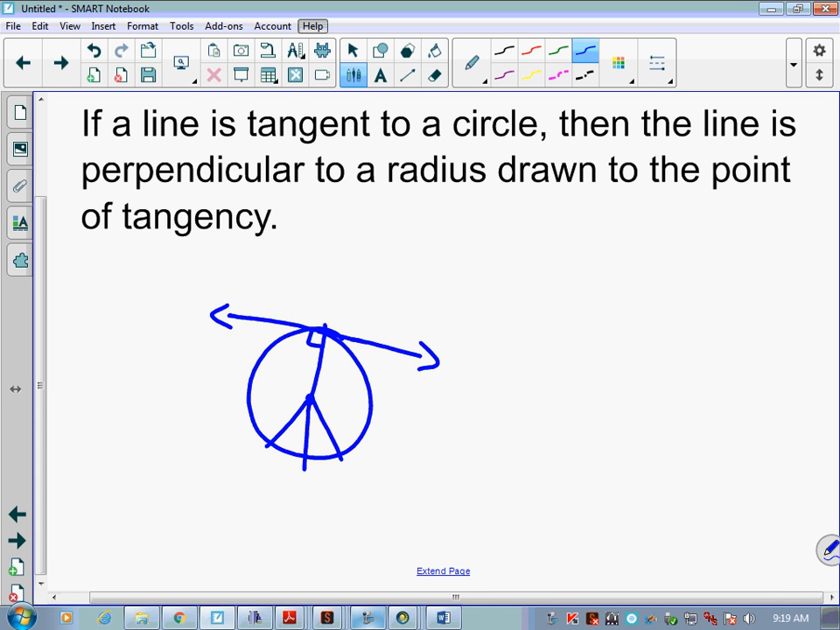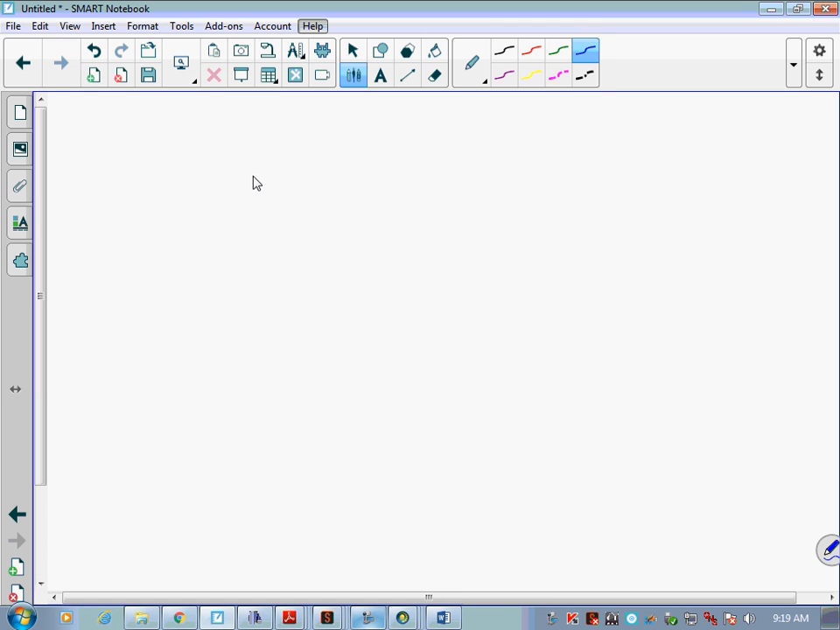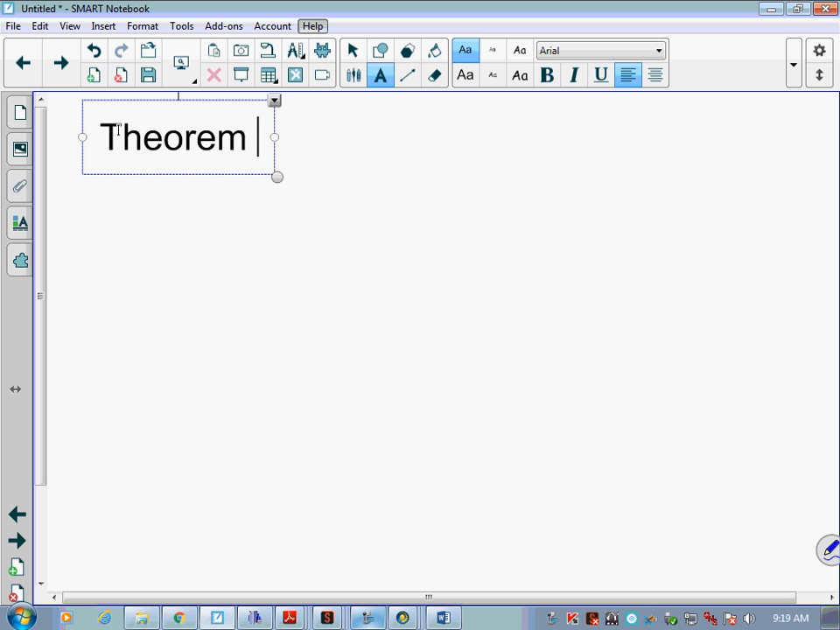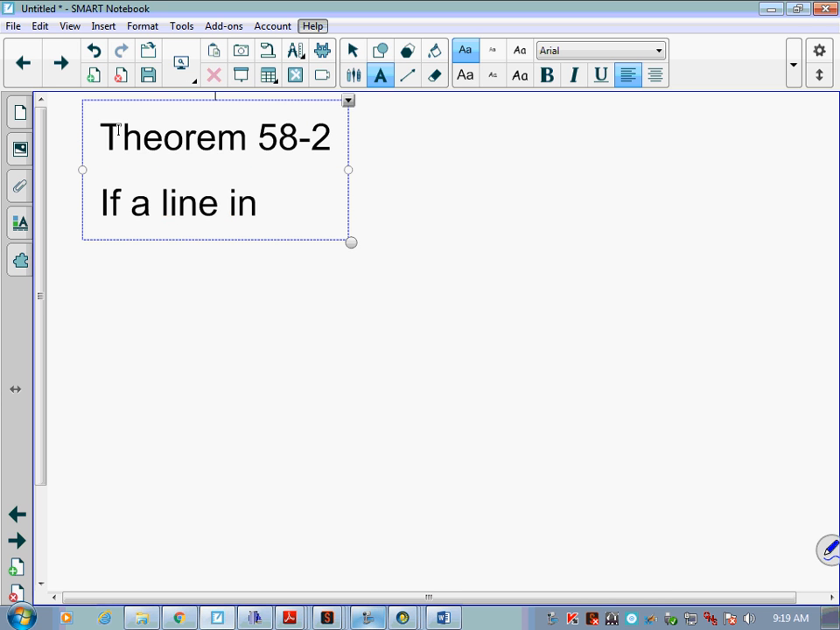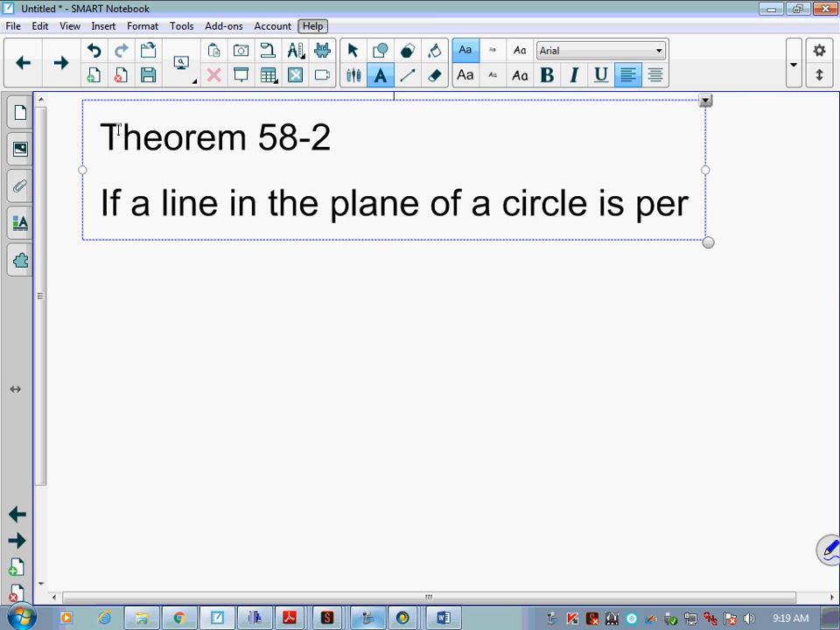You see a nice picture there on page 381. They're showing you that EF is perpendicular to DG. Now let's look at Theorem 58-2. Darian, do you want to pick somebody else? If a line in the plane of a circle is perpendicular to the radius at its endpoint on the circle, then the line is tangent to the circle.